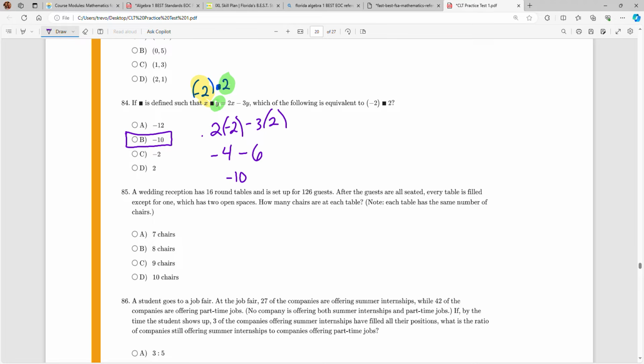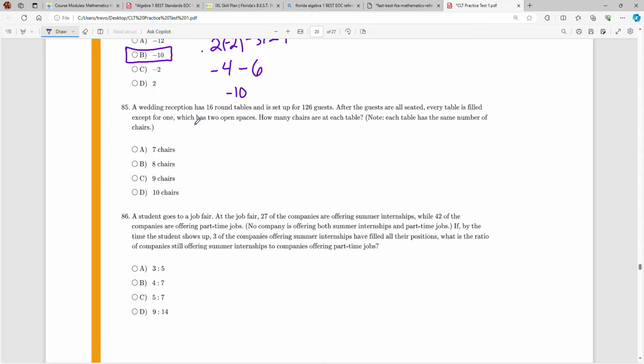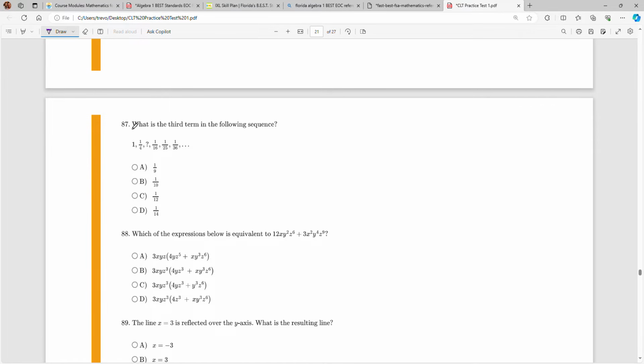The next question on the list was number 87. And it says, what is the third term in the following sequence? So looking here, it's kind of hard to tell what is going on with these numbers. So it took me a few minutes of looking at this, more than I would want to spend if I was actually on a Saturday taking my CLT exam.